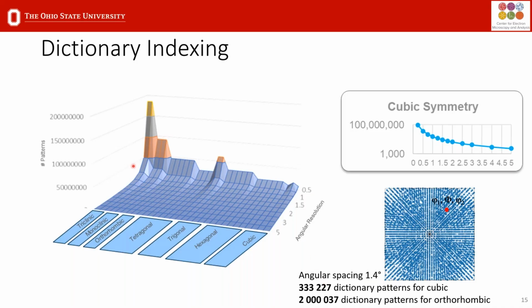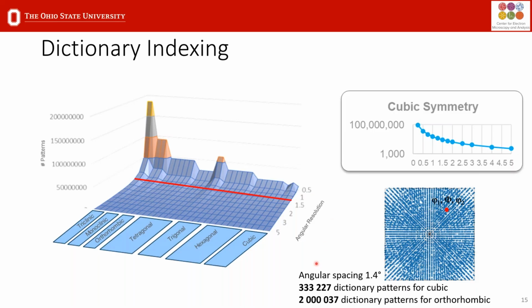And then it gets worse if you analyze crystal structures with decreasing amounts of symmetry. So for an orthorhombic, if we keep the angular spacing the same, you can see that the number of patterns increases by a factor of 6, and that will increase the time for analysis. Also, you're limited by angular resolution of 1.4 degrees. And if you want to improve the angular resolution and increase this number of points, you can see even for cubic symmetry that the number of patterns in your dictionary just explodes.